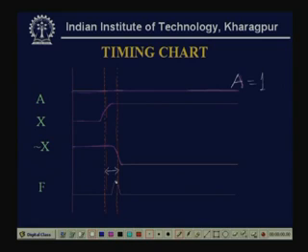Then in this particular example, at the output F, there will be a glitch for this transition or in this period. That means, if I consider that this is my output F, then I will get a glitch at this position. So, this is a static hazard.